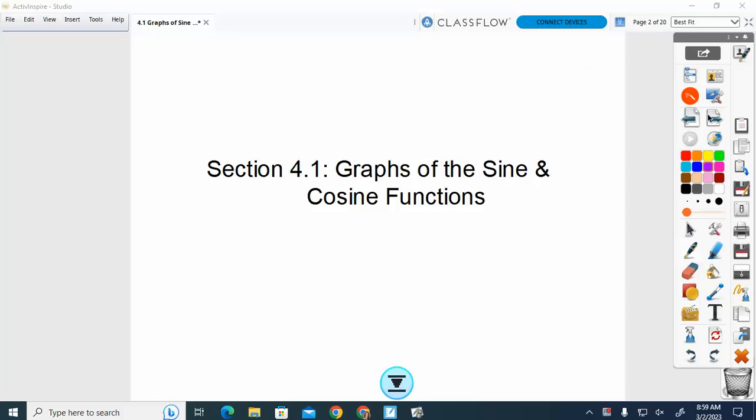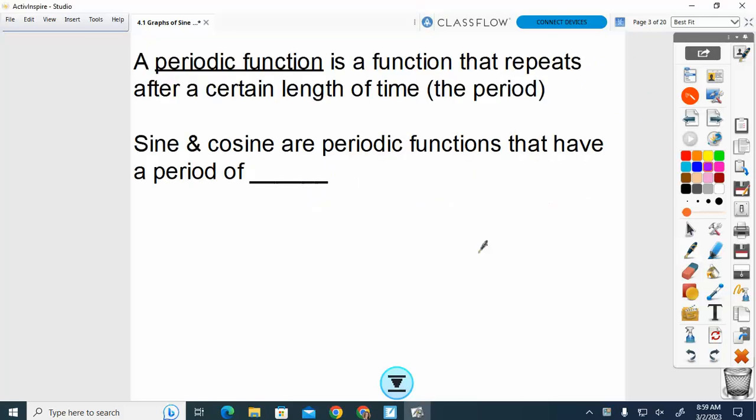So we are going to talk about sine and cosine. All of our trig functions are what we call periodic functions. That means they repeat after a certain amount of time. That length of time it takes to repeat is the period. So when we're talking about the graphs, a lot of times I'm going to say, okay, what's the period of this function? And that just means how long does it take until it repeats?